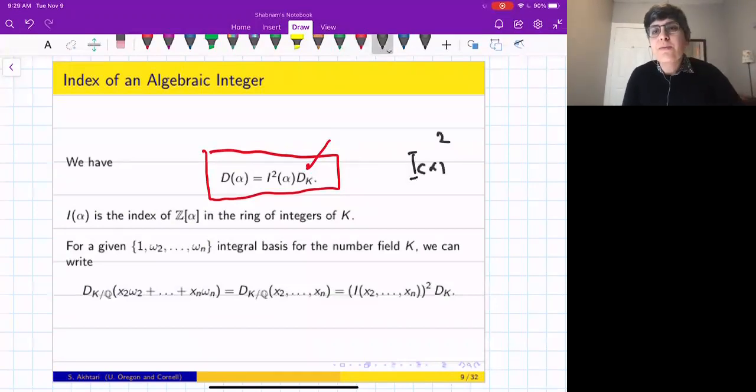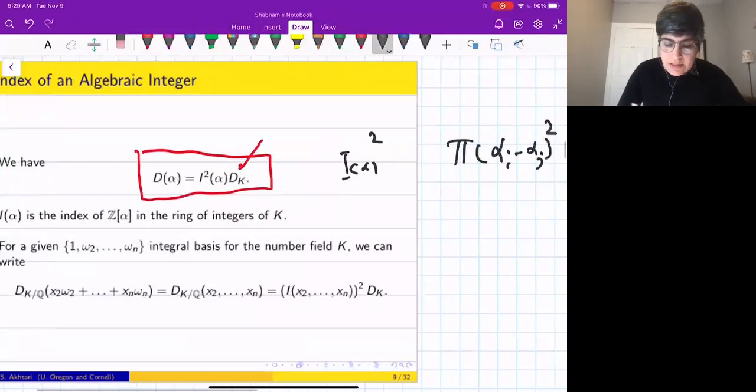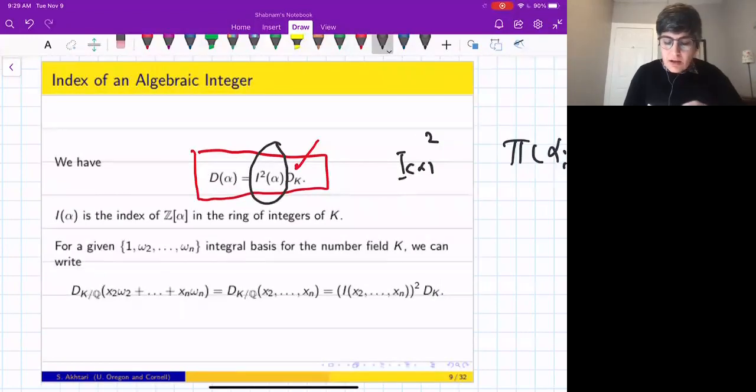And you can see why we get something squared from my definition. Remember, in the definition, I had all these alpha i minus alpha j squared. So there is something called the index of alpha, I of alpha squared, times some constant. Okay, again, these are all proven in algebraic number theory.